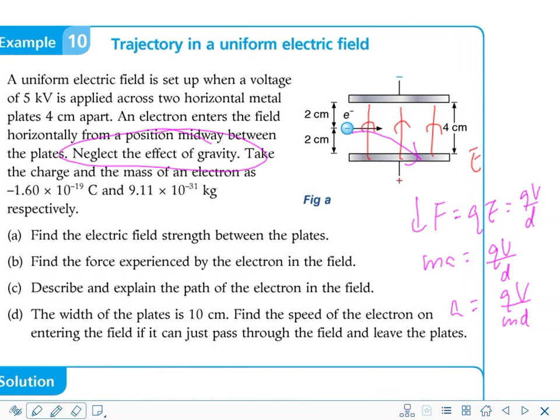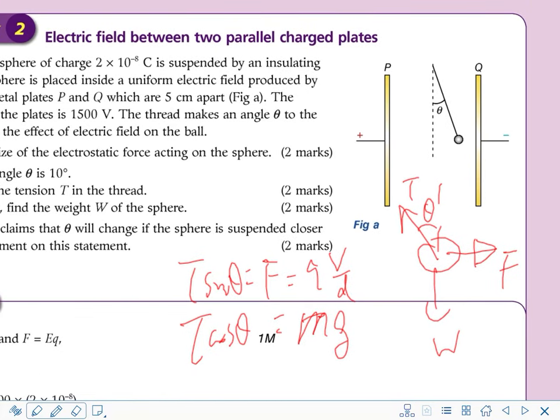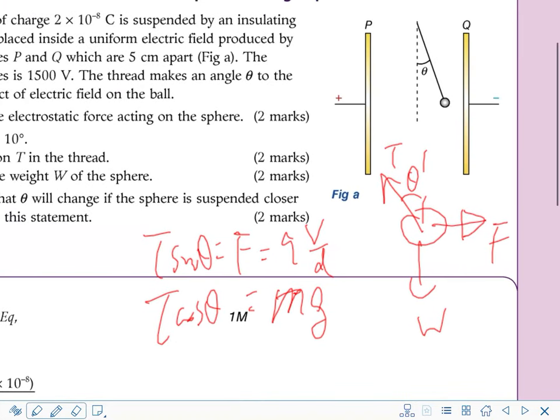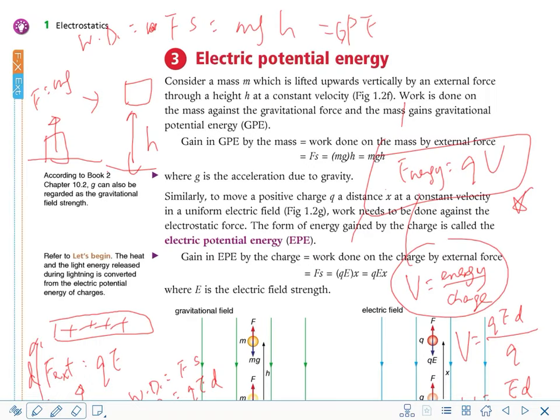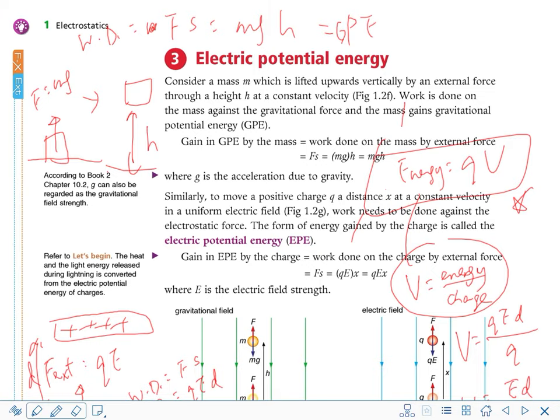With uniform E field, we can calculate net force, so we can calculate acceleration, so it can be a projectile motion in this case. Mixed with projectile motion. Exam link here, very important, you see. We have to resolve tension into x and y components, Ty equal to weight, Tx equal to electric force. And electric force equal to QE, E equal to V over D. So many equations here, but you can find this equation from the exam.